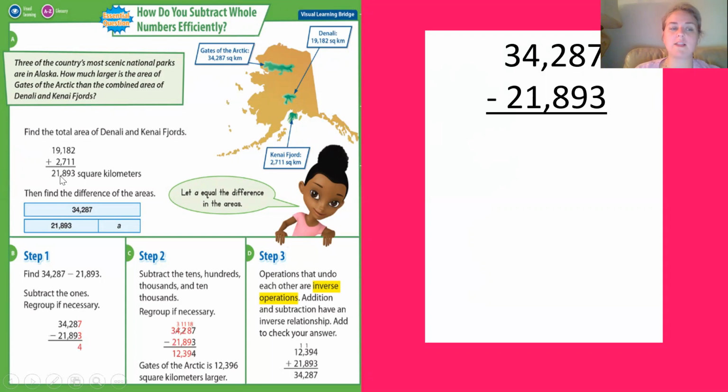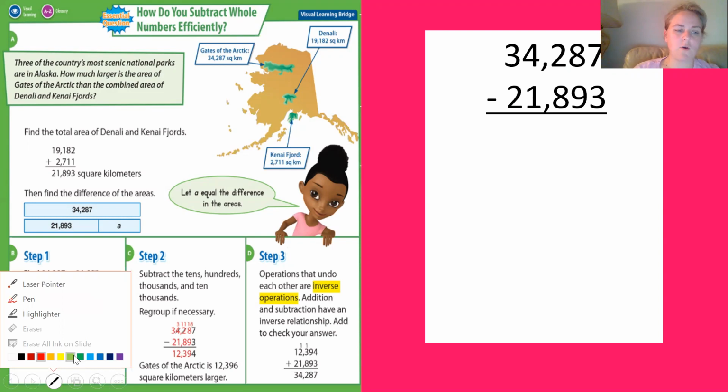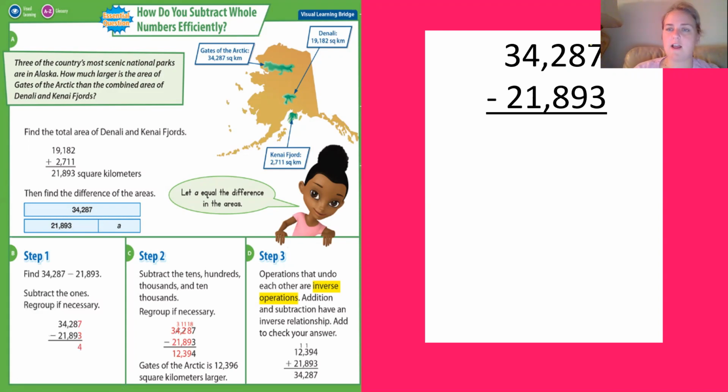We're going to get 21,893. So then I know I'm trying to find how much larger something is, so I'm trying to find the difference between those two numbers. So I know I'm going to have to subtract. I went ahead and put this number over here on our little board. I'm going to draw my lines so I can make sure that my numbers stay in the right place.